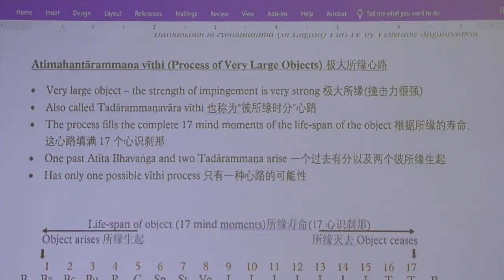This has only one possible Vīthi, one process. It cannot be 2, cannot be 3, etc. Only one. Because why? The maximum number of mind moments is 17. Because of that, the maximum is 17. A very large object can produce only one process. Okay. Now they have an example.